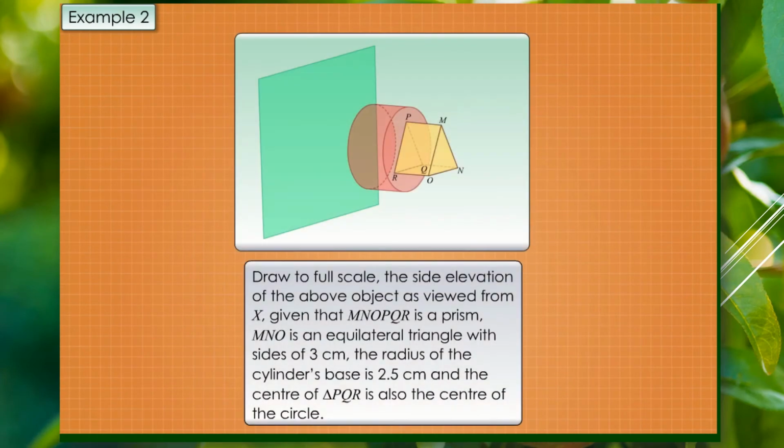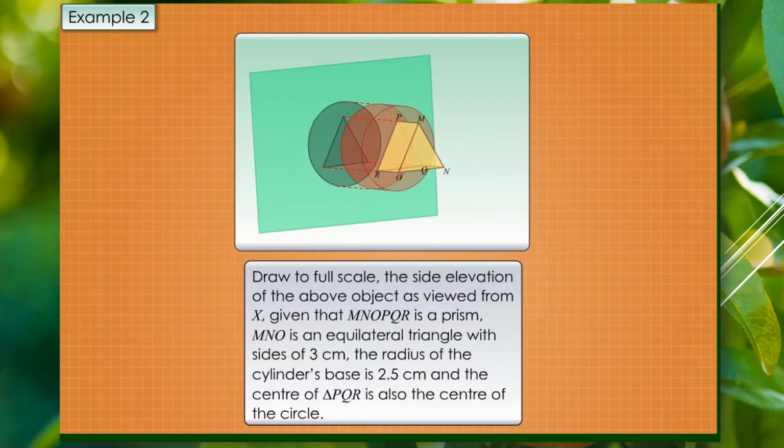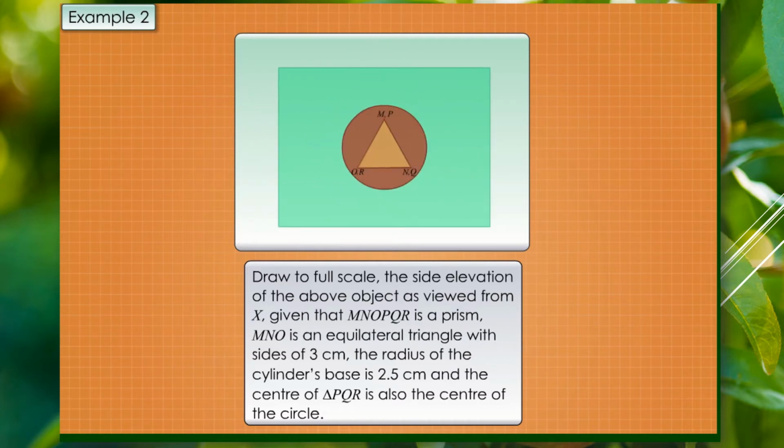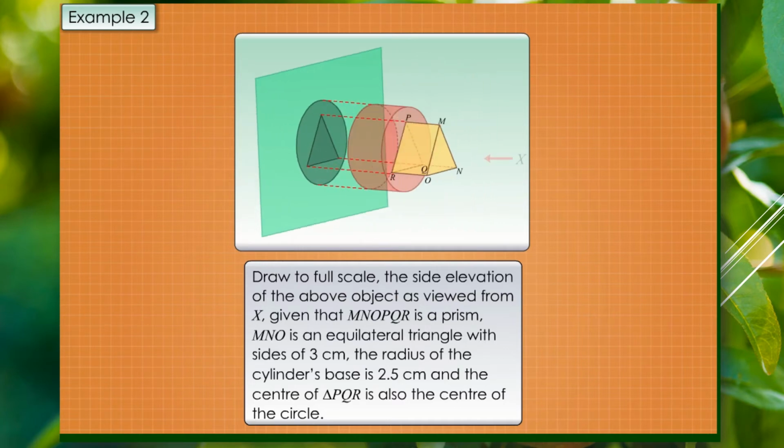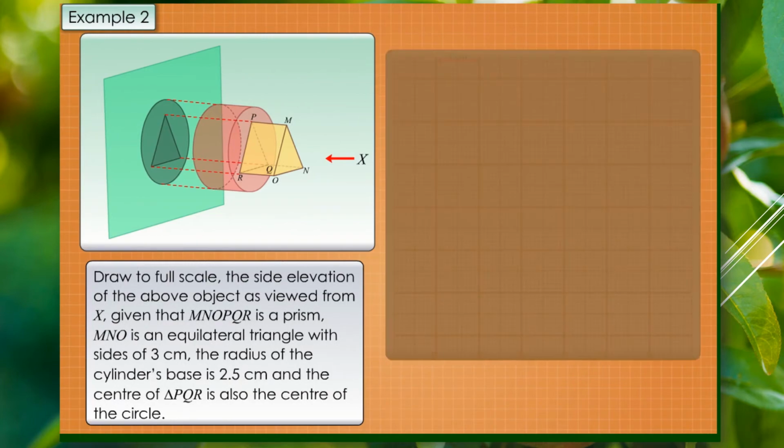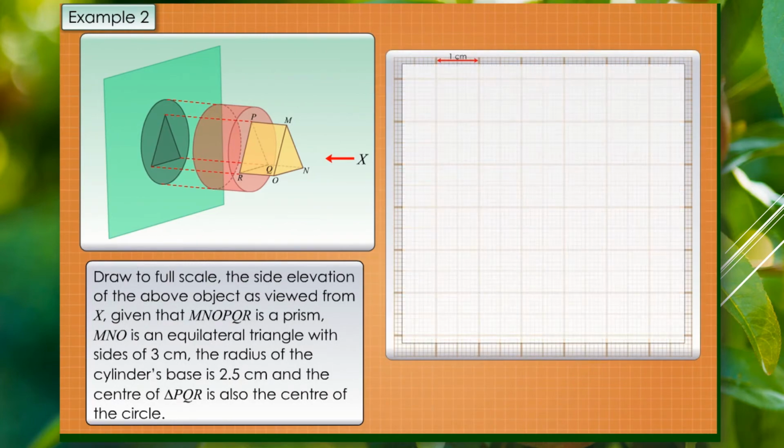Example 2. Based on the information given, draw to full scale the side elevation of this object as viewed from X. So, what does the orthogonal projection look like? It is a circle with an equilateral triangle in it. Now, place a blank piece of paper over graph paper as before. We will draw the triangle first.